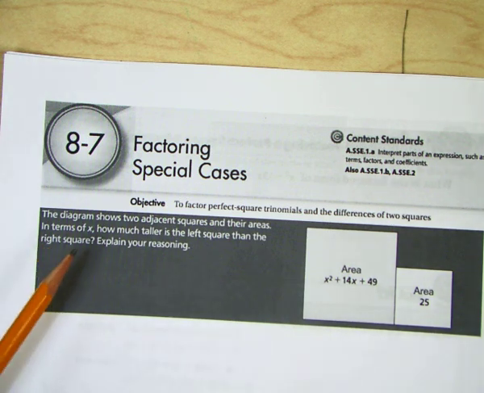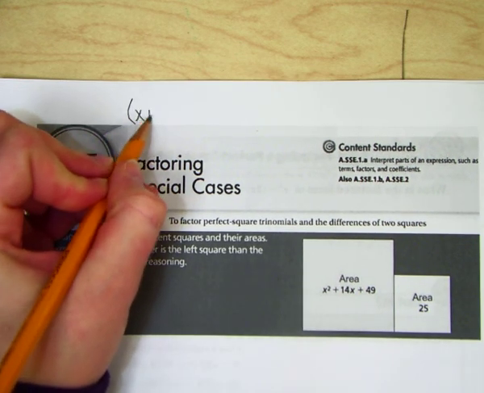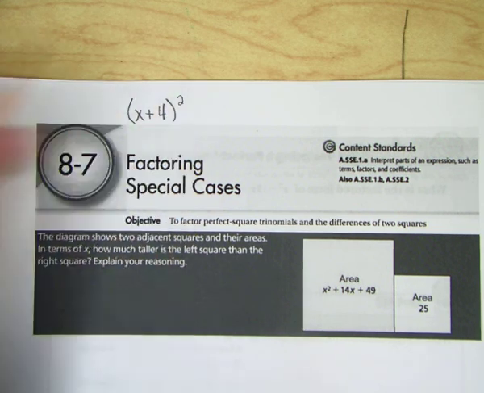In section 8-7, you're going to learn how to factor special cases. Now I want to take a moment and rewind and make sure you remember what a special case was. Do you remember when we would have x plus 4 the quantity squared?